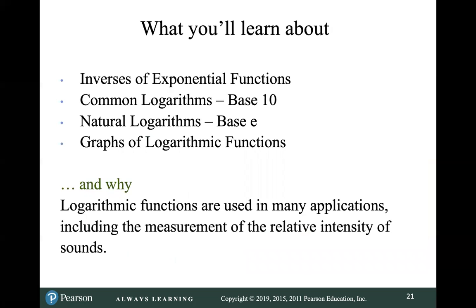Why do we care? Well, logarithmic functions are used in a lot of applications, including the measurement of relative intensity of sounds. So when we are hearing certain sounds, we say that it's a certain number of decibels, and the decibel measurement is an inverse of the exponential function. It's a relative intensity of sound. Other ways that we can see logarithms and exponential functions are things like the Richter scale for earthquakes. So we'll look at a couple of those examples throughout the chapter, but in this section, we're not going to be applying it quite yet.